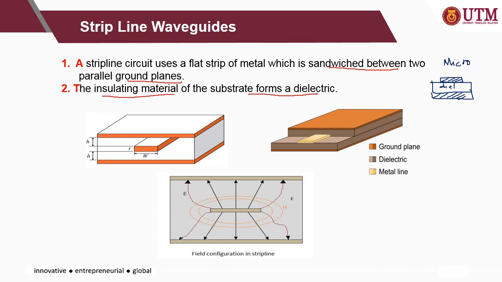While in strip line, you have the line being sandwiched in between two dielectric substrates, and backed on top and at the bottom by a ground plane. Okay, so you have a ground plane and you have another ground plane. Okay, your strip line is in the middle and then separated by dielectric. Okay, that's the difference between strip line and microstrip line.